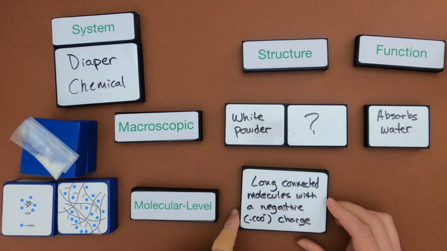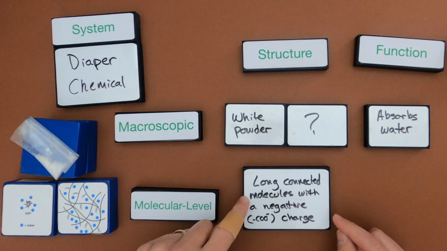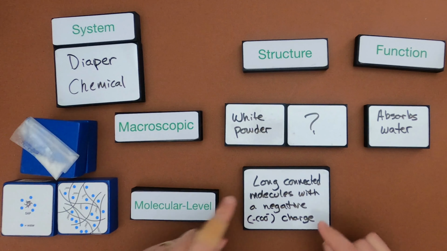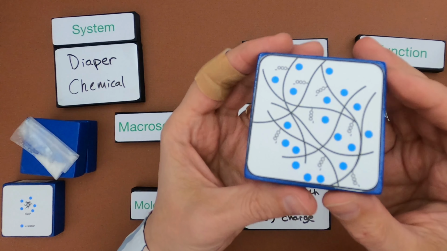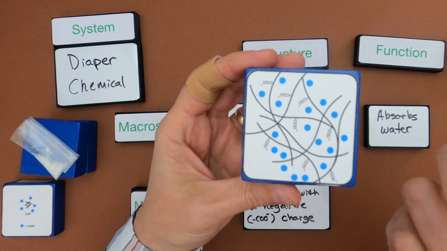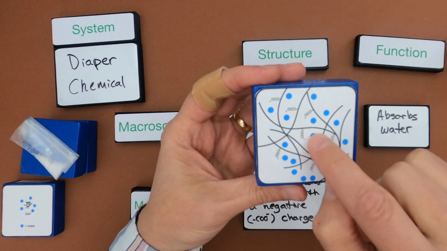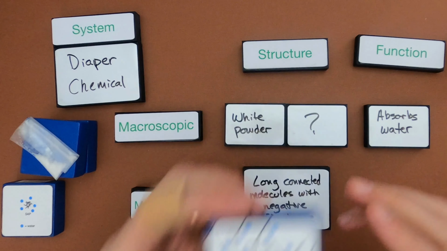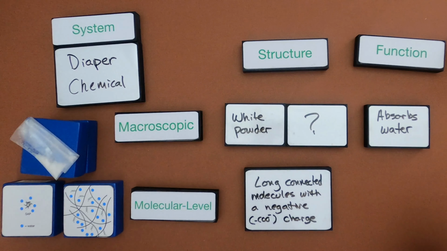Okay, so at the molecular level, what I've written down is the structure are these long connected molecules, and they have a negative charge. To show you where that is, if we look at the actual model, you can see that there are these long threads, which must be molecules, and then attached to that, we have these little charged, it looks like carbon and 2 oxygens that are attached. So I could write that down as the structure. Now I have to figure out what's going on at the function level.